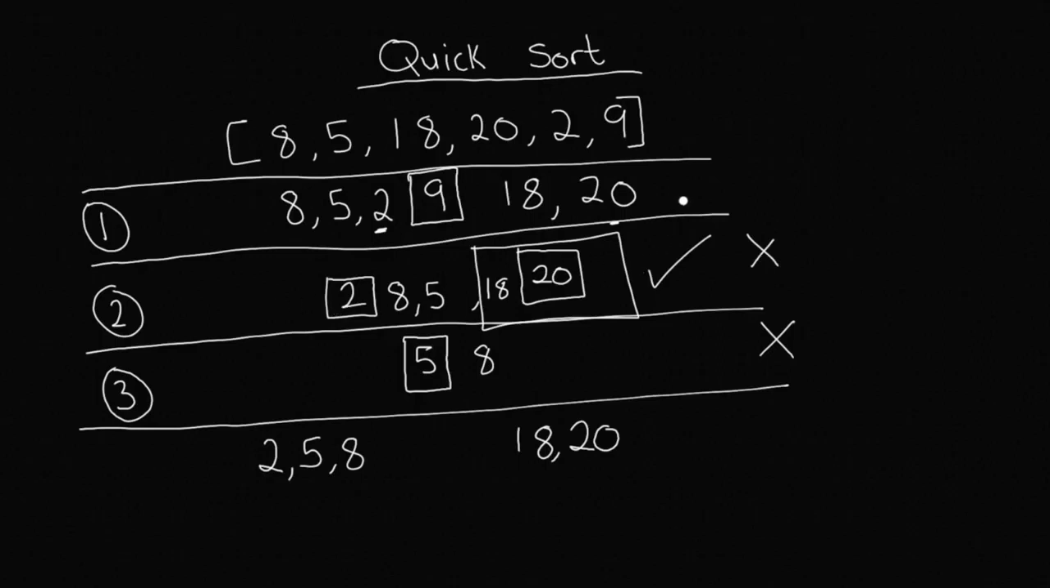And now we're going to go to the first call that we made. And that just deals with our pivot of 9. And we remember that 9 has everything to the left and to the right of it. So we put 9 in the middle here. And now if we go and check this, we can see that it goes from 2, 5, 8, 9, 18, 20. And this array is now sorted.